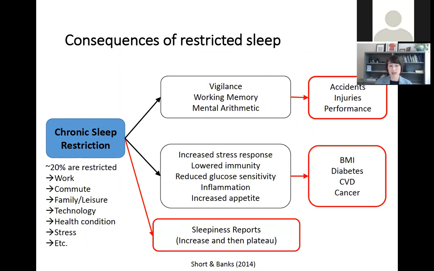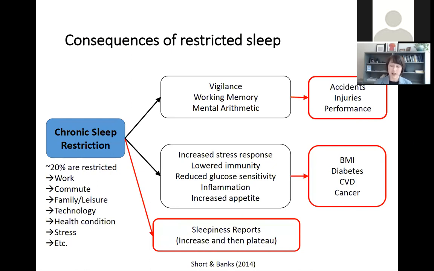Other estimates say 1 in 3 people is not getting enough sleep. And in terms of the reasons why people are sleep restricted, there's a lot of reasons, some environmental, some individual. But what we know from some of these large-scale time use studies is that the number one correlate of not getting enough sleep is actually the amount of hours that we work. So work is probably one of the main predictors of why we don't get enough sleep.